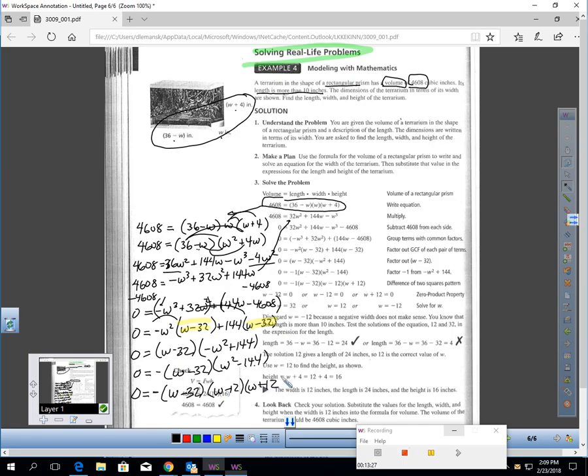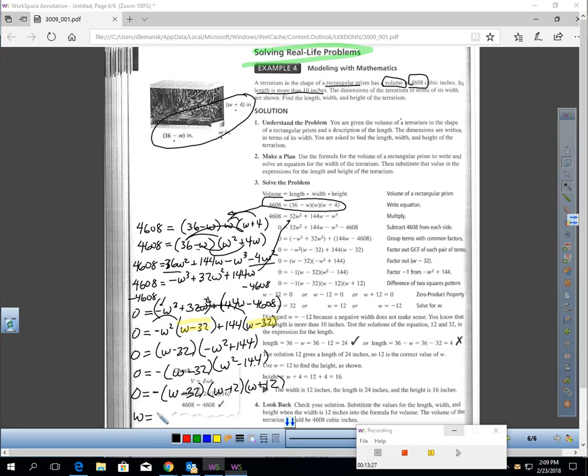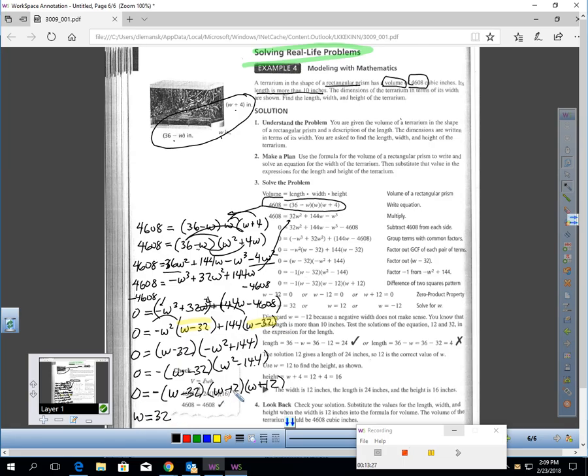So now I have to get my solutions. W minus 32 could equal 0, so one solution is the width could be 32. W minus 12 equals 0, so W could be 12. W plus 12 could be 0, so W could be negative 12. Now, there's no way the width can be negative 12. I'm throwing that out. Let's see if the width could be 12. We have to check these. So this would be 24, 12, and 16. Let's check. Do 24 times 12 times 16, does that give me 4608? It does. So 12 would work.